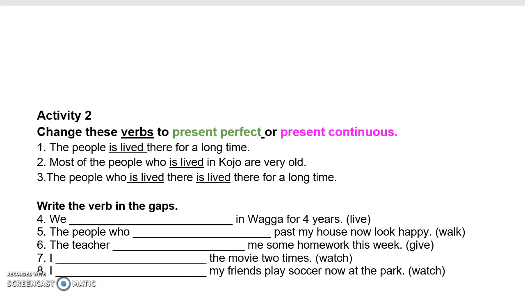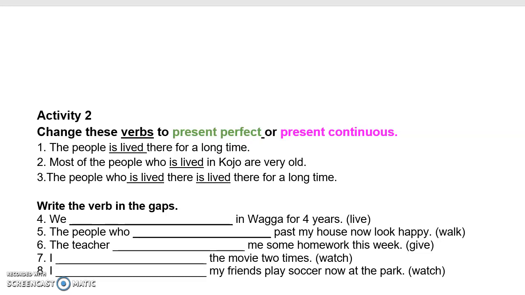Let's look at number 2. Most of the people who is lived in Kojo are very old. Let's find the verb. Is lived. Now, is lived, like we said before, this is a passive verb. But let's think about it. Who is doing the living? The subject? The people? Yes. So because the subject is doing the verb, we can't use a passive verb. You must choose a present perfect or present continuous verb.